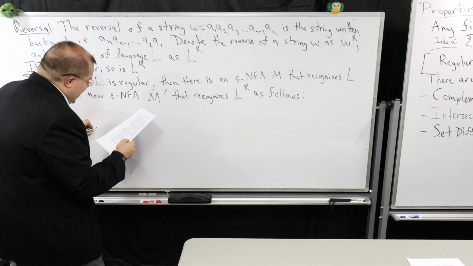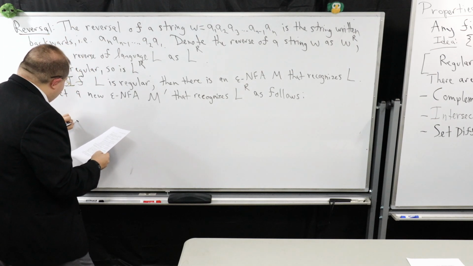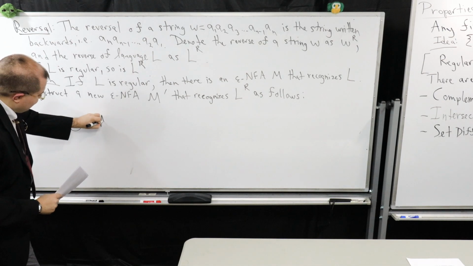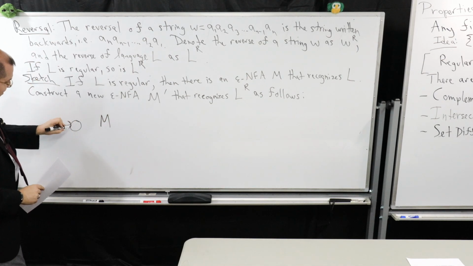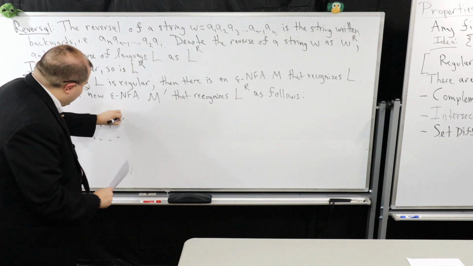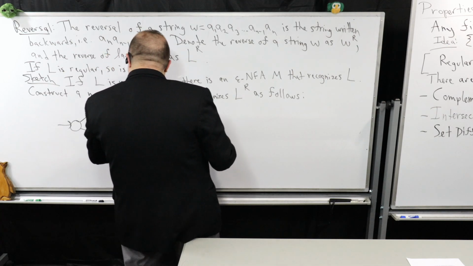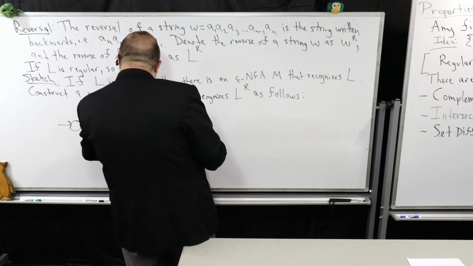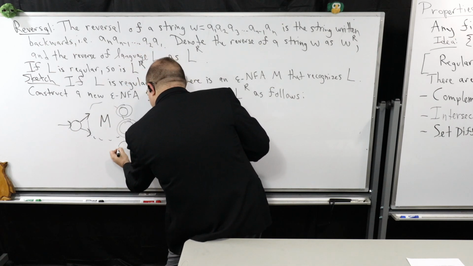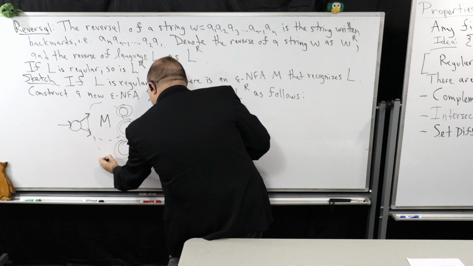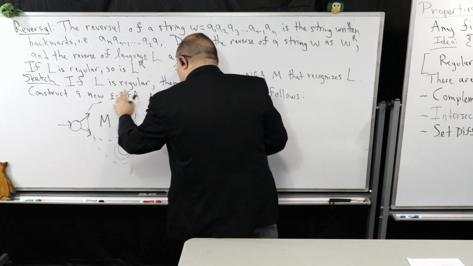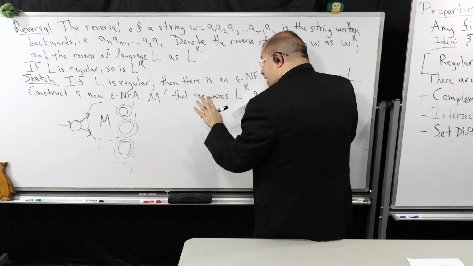So watch this. Imagine I have M, and this is what M is going to look like. This is M, and stuff happens. Here's the start state of M, and there's a bunch of stuff that happens in here. And in here, there might be final states. There might be a bunch of final states kicking around, I don't know how many, but they're all in M. So that's what M looks like.